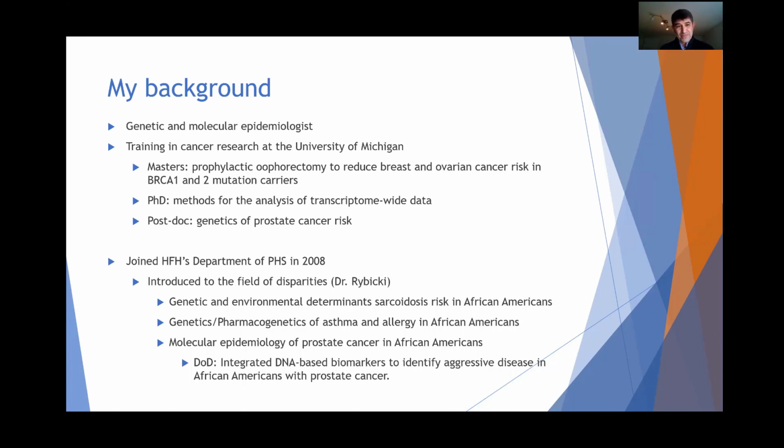So, most of you probably don't know me. I just wanted to give you a little bit more of an introduction into who I am. I'm a genetic and molecular epidemiologist by training. I've done the majority of that training at the University of Michigan as a master's student in epidemiology. I should also say I have a master's degree in statistics as well. But as a master's student in epidemiology, I did work with scientists at the University of Pennsylvania studying prophylactic oophorectomy as a means to reduce breast and ovarian cancer risk in BRCA1 and BRCA2 mutation carriers.